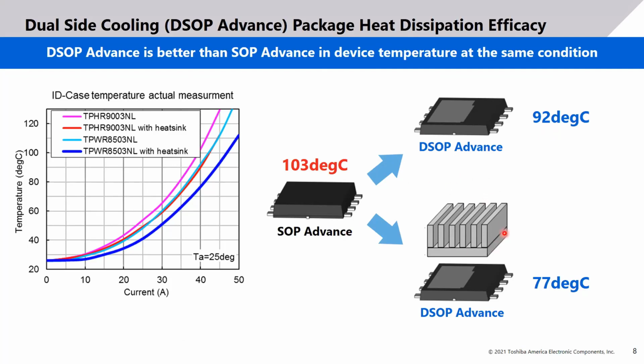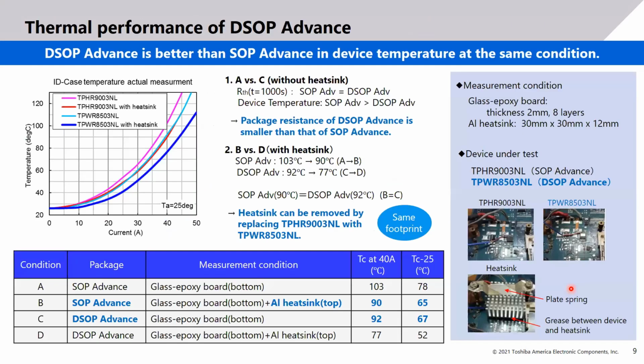Attaching the heatsink on top decreases the temperature to 77 degrees. In our lab, we have done testing, analyzing single-side cooling device and dual-side cooling with the heatsink and without the heatsink. The quick summary shows that the single-side cooling device with the heatsink attached on top has 90 degrees case temperature, whereas the dual-side cooling device without the heatsink has 92 degrees C. So basically it tells that switching to a dual side cooling device allows us to eliminate the heatsink.